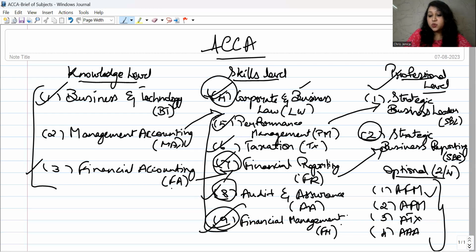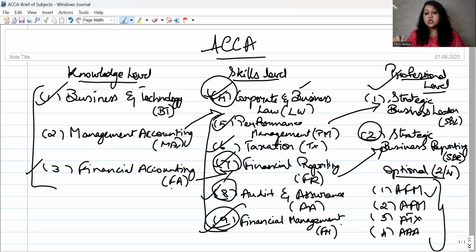Advanced financial management, which is relevant to the financial management paper. And then APM is the higher level paper of performance management. ATX is if at all you're going to go into a tax stream. Yeah. AFM will be if you're going to go into a finance stream, you can choose advanced financial management at your optional level. If you want to go into the costing area like management accounting and costing, then you can choose advanced performance management.